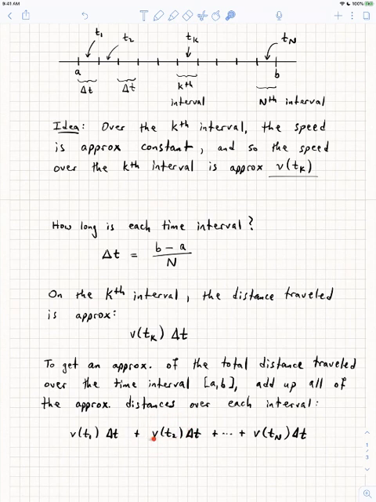So the speed times the time will give us the distance traveled approximately over that second interval, and so on until you get to the last interval, which is the nth interval, which is why we have an n there. So this gives us an approximation of the total distance traveled. And it should look a little bit familiar, because this is really just like the sums that we were doing when we were computing area.